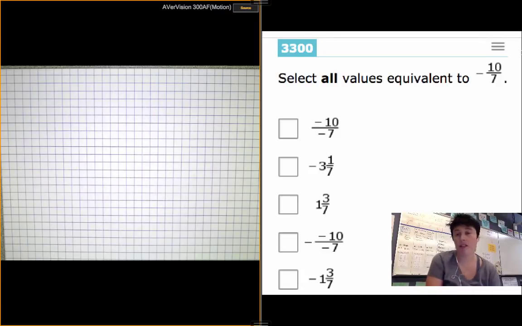Hey guys, another practice test question here that we're going to do today. This one is on fractions, and so we're going to look at a sample problem here. And the key thing is read it carefully.